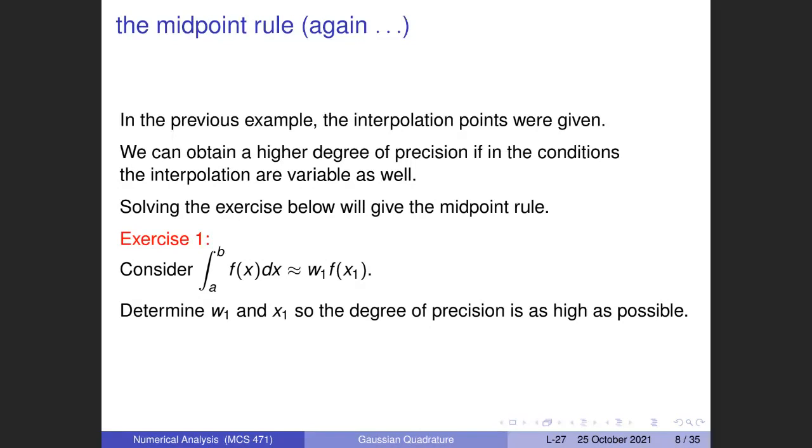Determine the weight and the point where we interpolate so that the degree of precision is as high as possible, pretending that we don't know the midpoint rule. Once again, we've covered this already. Last time we said very bad things about the midpoint rule, but here the midpoint rule is the first example of a Gaussian quadrature rule, as we will see. So it is a very important example.